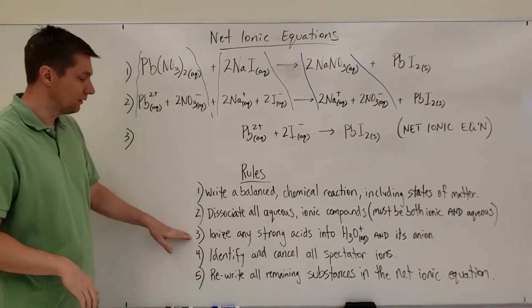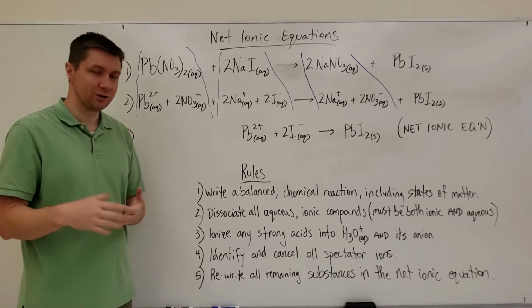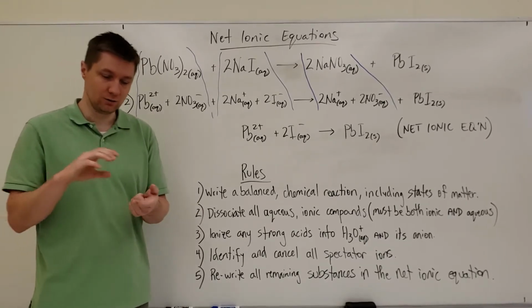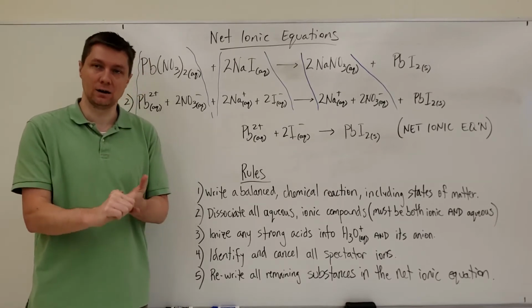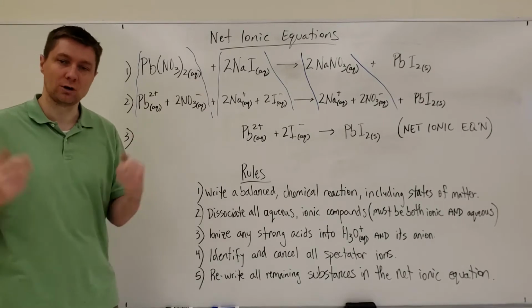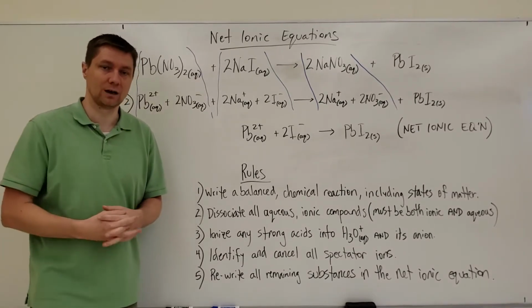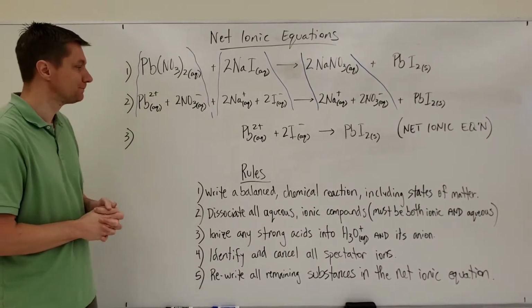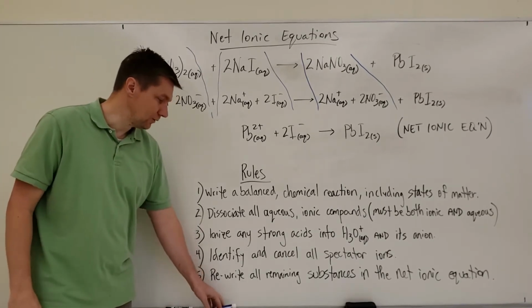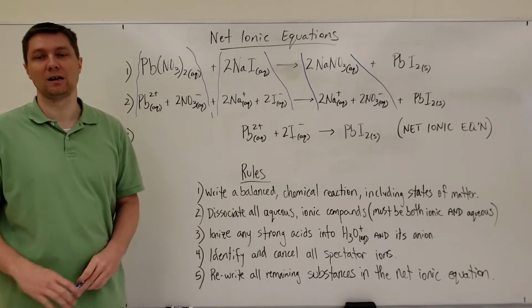The next step here says that if you have any strong acids, you need to ionize those, and we ionize them into hydronium and the anion of that strong acid. Now, in this example, there are no strong acids, but in the next example that I'll do in the next clip, I'll illustrate that. The fourth rule here is to identify and cancel all spectator ions.